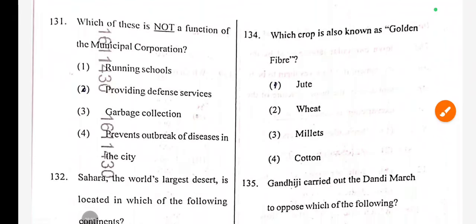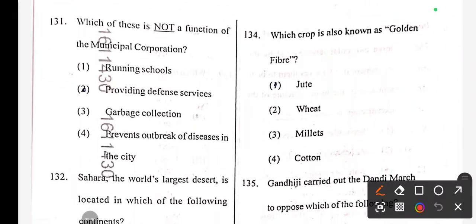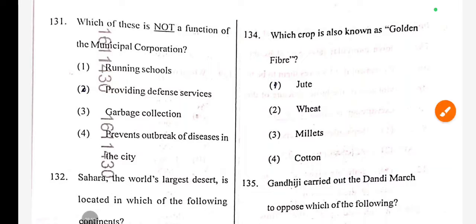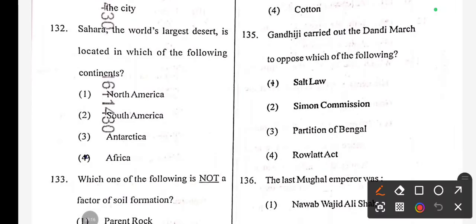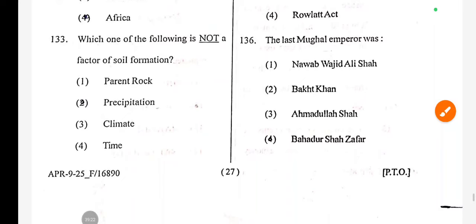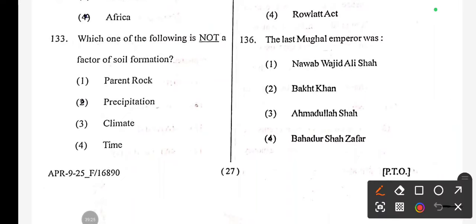131. Which of these is not a function of the municipal corporation? Option 2, providing defense services. 132. Sahara, the world's largest desert, is located in which of the following continents? Option 4, Africa. 133. Which one of the following is not a factor of soil formation? Option 2, precipitation.